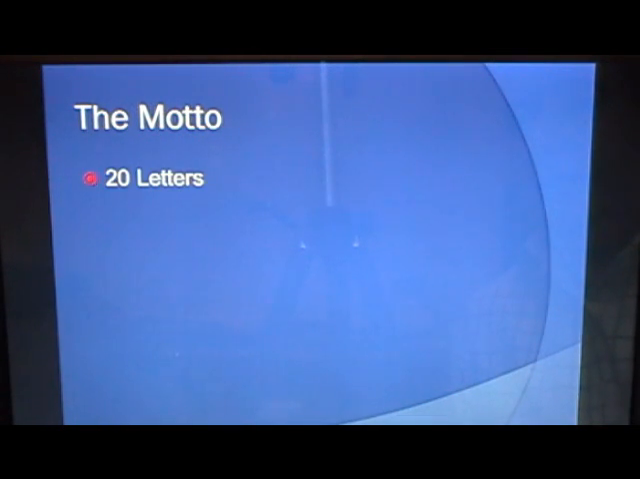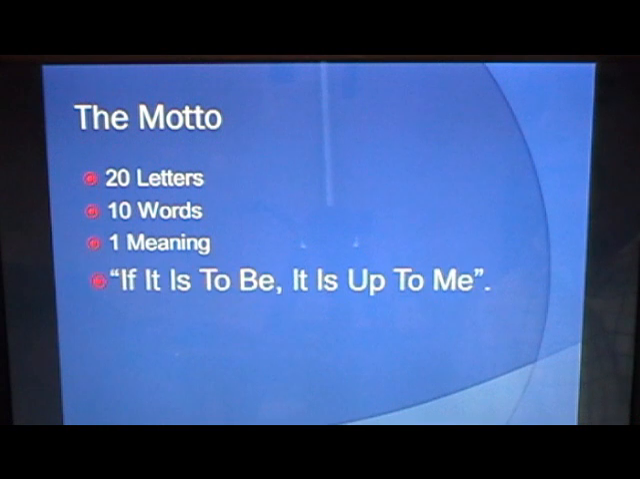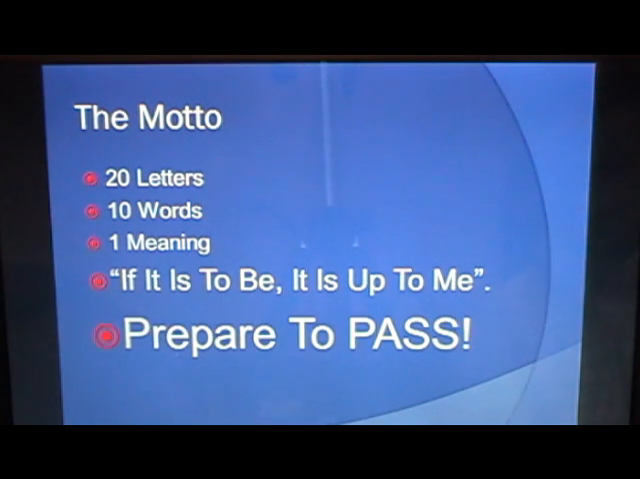Okay, so here's the motto again, 20 letters, 10 words, 1 meaning. If it is to be, it is up to me. So, prepare to pass. And I hope that's helped you with some definitions.